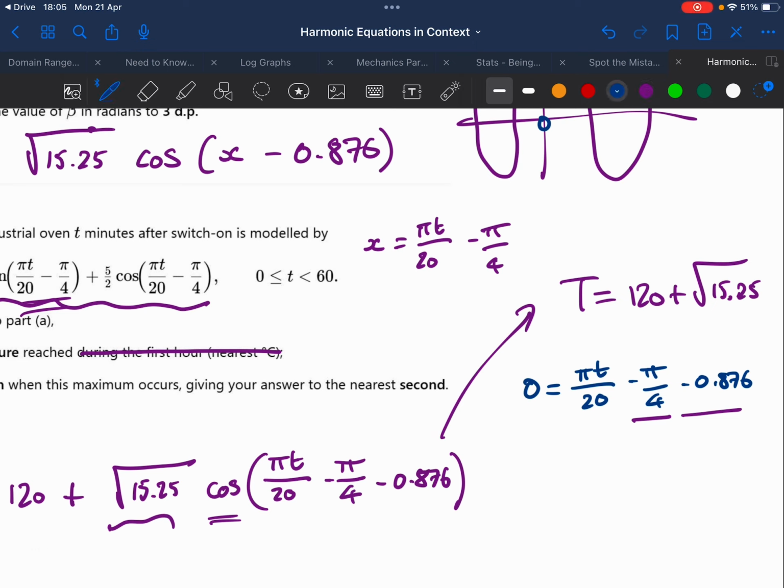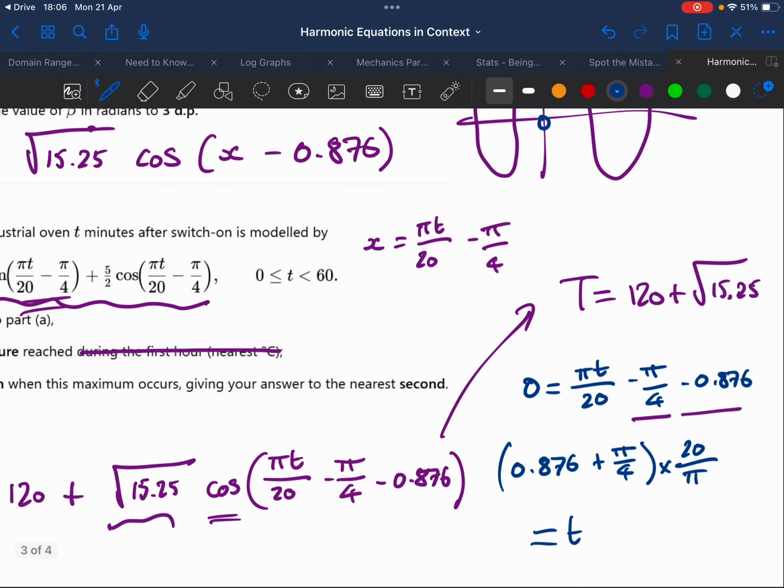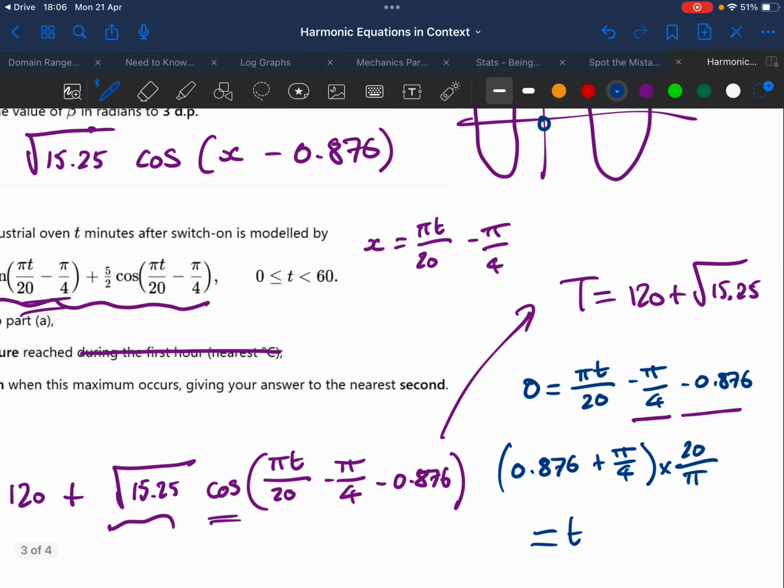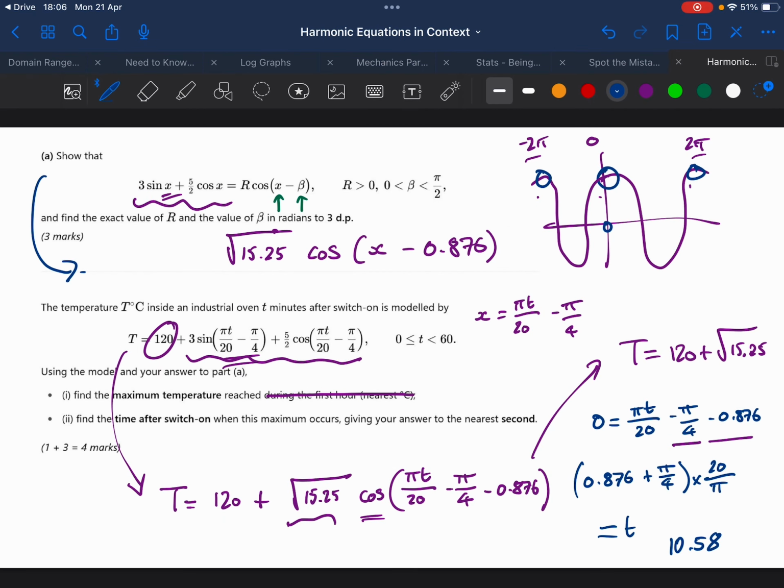So what could you do here? You could do 0.876 plus pi over 4. And then you could multiply by the reciprocal, which would be 20 over pi, and that would give you your t value on this one here. Okay, and I believe that gives you a value of 10.58.